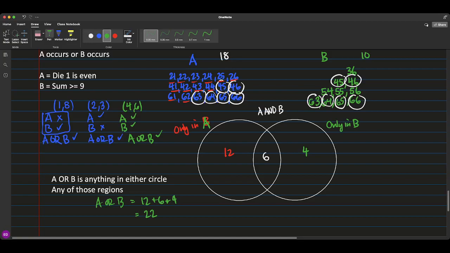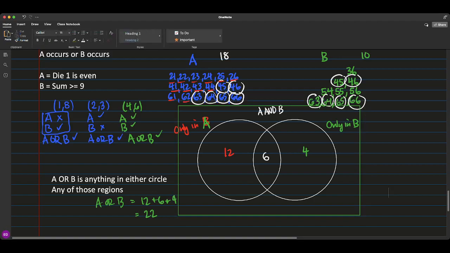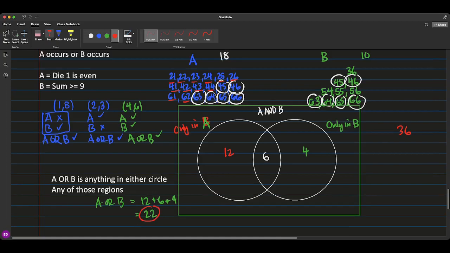Now, usually when you do the Venn diagram, you put a box around the two circles. So there's what's in the circles, and then there's what's outside of the circles. You might recall that there are 36 different rolls in total. 22 of them are in the circles, which means how many of them are outside of the circles? Well, 36 minus 22 is 14. So this stuff is stuff that's not in A. It's also not in B. So this is that complement. This is where A is not happening or B is not happening.